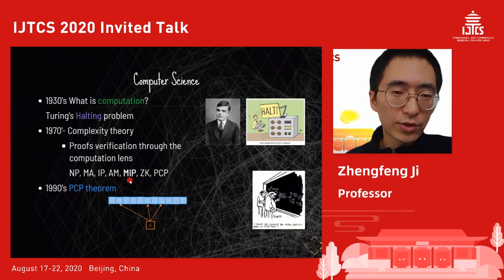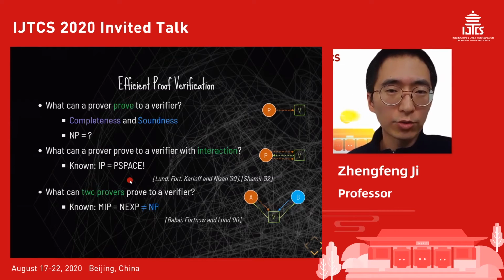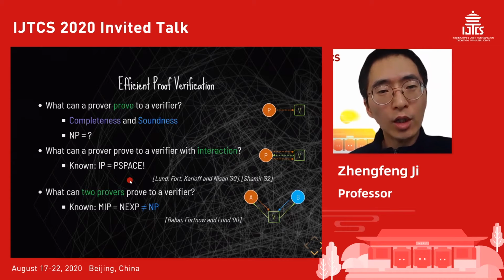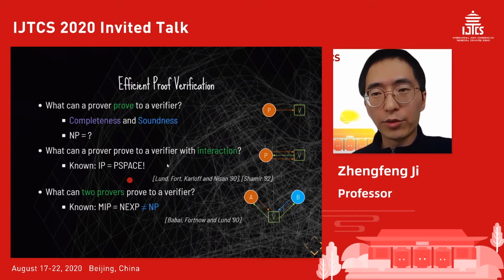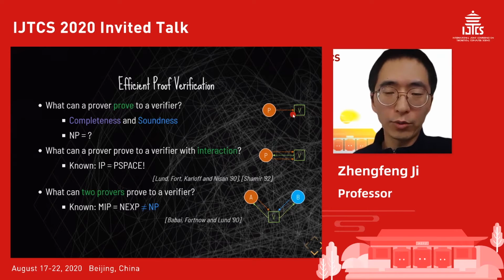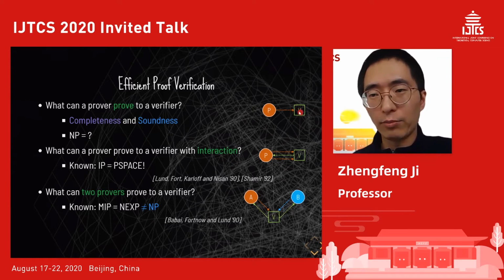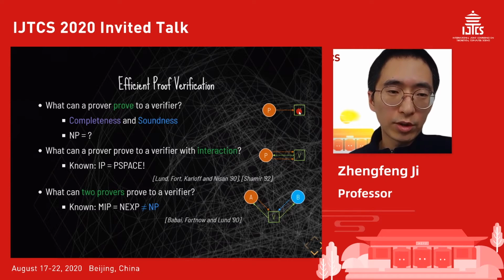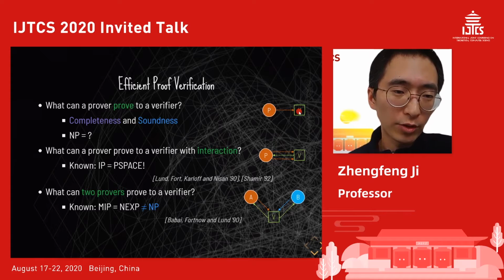Because proof verification is an important motivation and we use a lot of tools from the proof verification literature, I'll spend one more slide to talk about efficient proof verification. So this is a model where you have a prover and a verifier, and in NP, the prover sends the verifier a written proof, and then the deterministic machine V needs to determine whether to accept or reject in a polynomial number of steps.